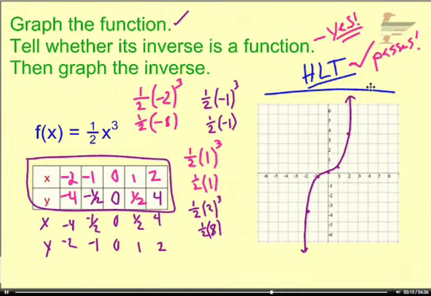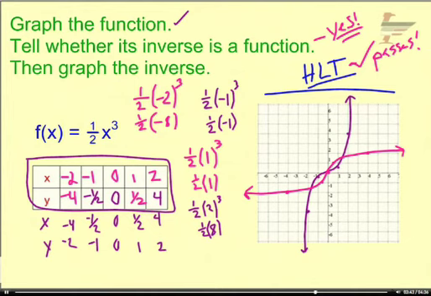So I come over here and we graph -4, -2, then -1/2, -1, which is right here, 0, 0 stayed the same, 1/2, 1, and then 4 and 2. And now we can see that our graph is looking like this.